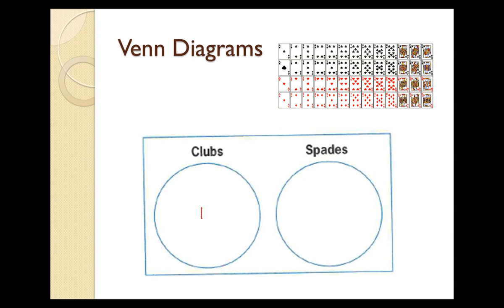So we know there are 13 clubs. We know that there are 13 spades. And these two circles are separate because there's no overlap between them. And then in a deck of cards, there are 26 cards that aren't clubs or spades. They don't belong in either. And you'll notice that 13 plus 13 plus 26 equals 52. All cards are represented in that Venn diagram, because a card can't be a club and a spade at the same time. So those two sets were completely separate.